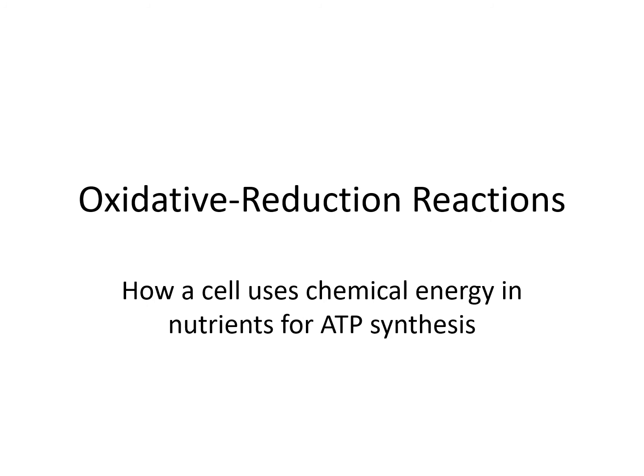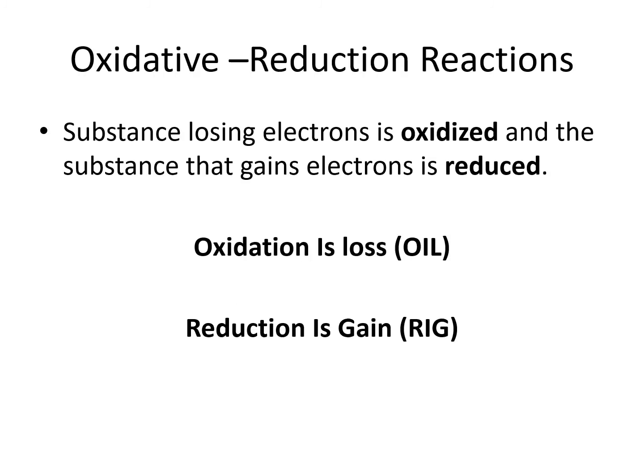Another set of reactions in our metabolism that are very important, which you should understand for all the subsequent lectures, are oxidative reduction reactions. Okay, because this is how a cell uses chemical energy and nutrients for ATP synthesis in these type of reactions. In oxidative reduction reactions, as you might anticipate, substances are oxidized in which they lose electrons.